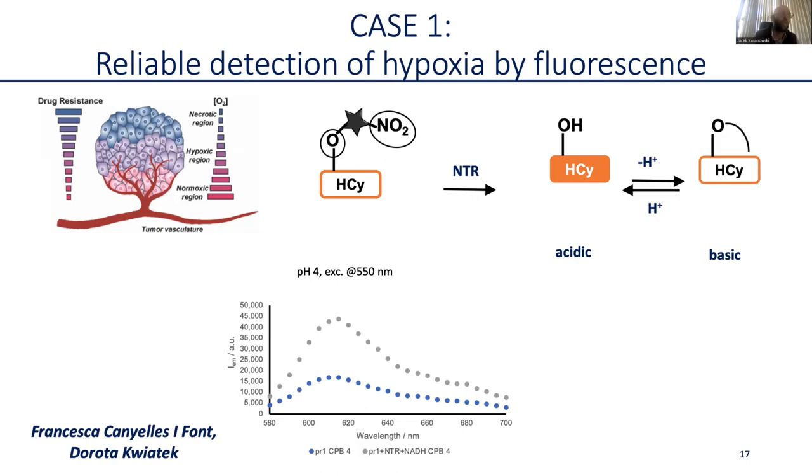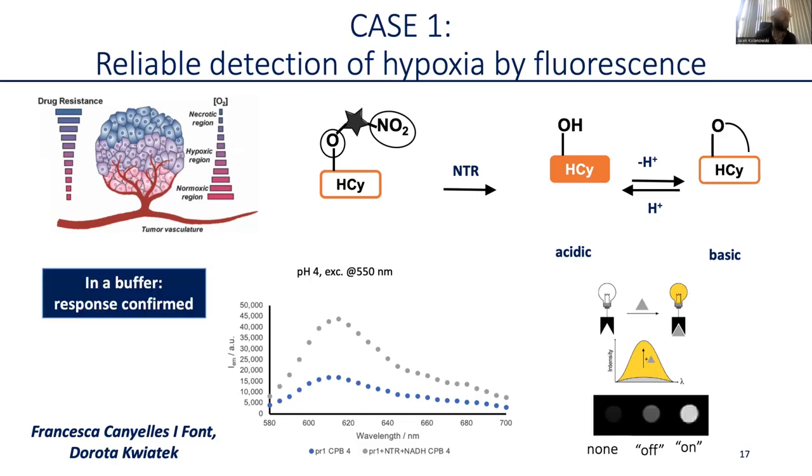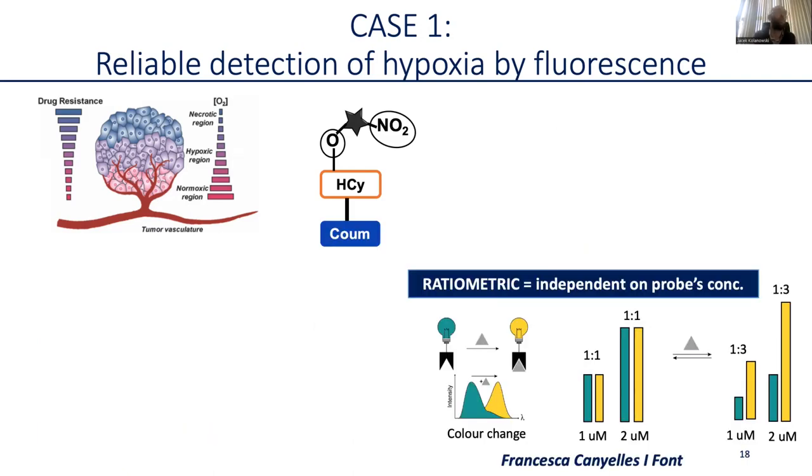And we showed that it works in the buffer, but the problem is that it is just an intensity-based response. We tried to use it in cells, and our responses were inconclusive. So we've turned to the old trick of attaching another fluorophore to our probe, which is non-reactive and independent of this target. Now we have a blue fluorophore, which doesn't change the intensity of its fluorescence, and an orange fluorophore, which is responsive.